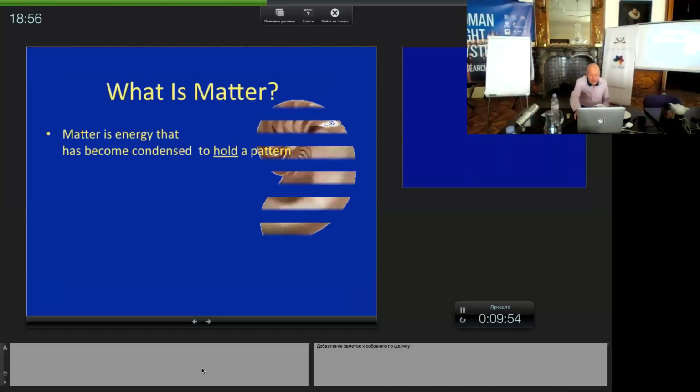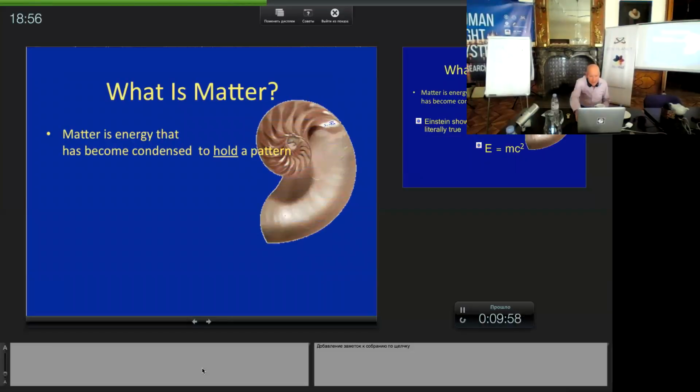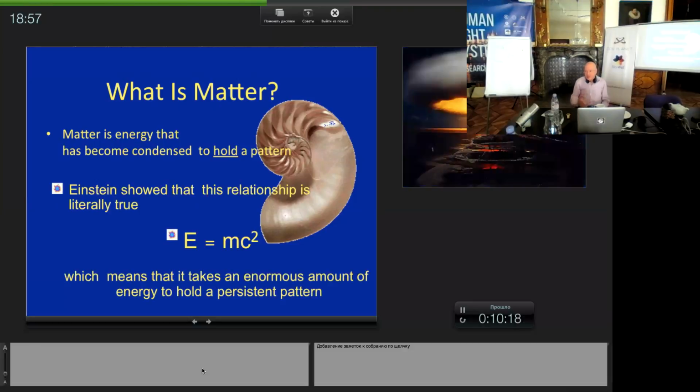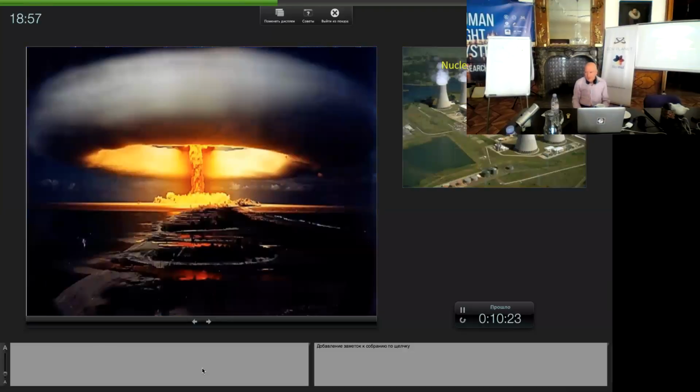And matter is energy that has become condensed to hold a pattern. So understand, matter is just condensed energy. And this was demonstrated by Einstein, who really demonstrated that they are interrelated. And the best example, of course, is atomic power. When from a little amount of matter, you create huge, tremendous energy.